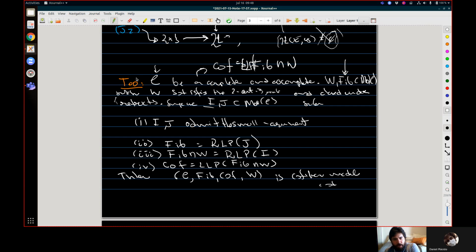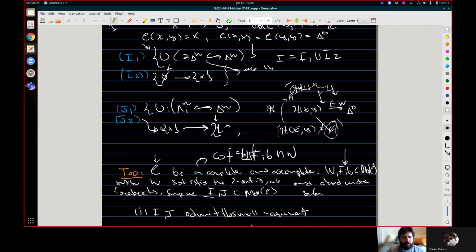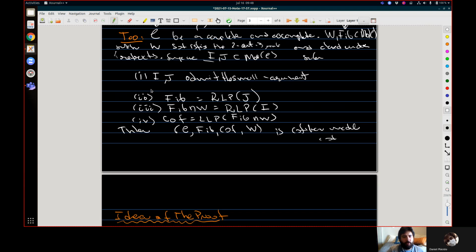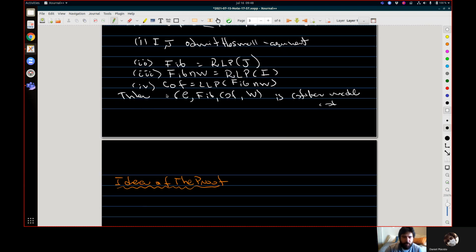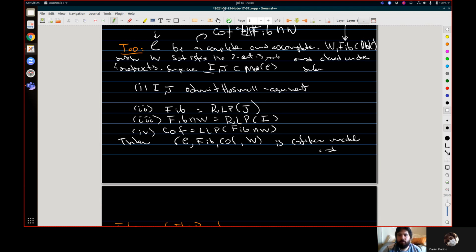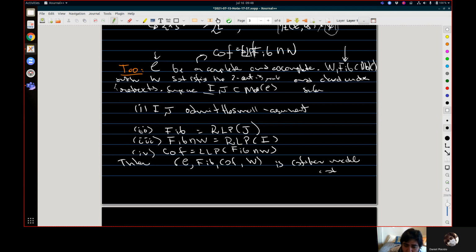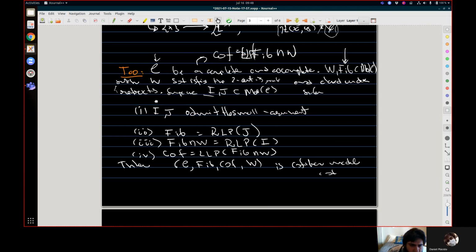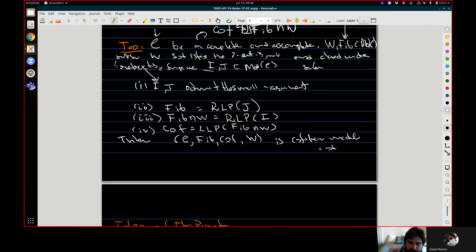So the proof of this model structure is simply to show that this collection satisfies these 4 conditions. So here, okay. There are 10 minutes. So as I said, here are the generating cofibrations, and I just have to say what this first condition means.